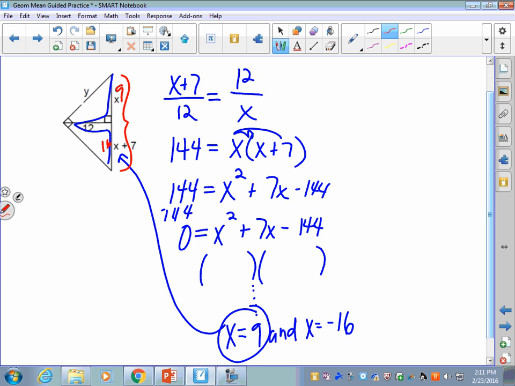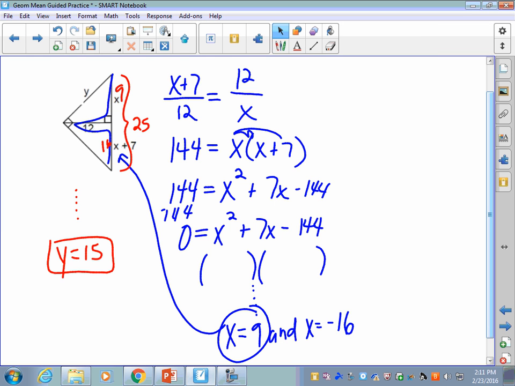So now I can see my hypotenuse is 25, and then I can use boomerang or the leg rule to set up the proportion to solve for y. So try to do that. Hopefully you get y equals 15. If you did not get to that, then we need to be asking questions tomorrow in class.